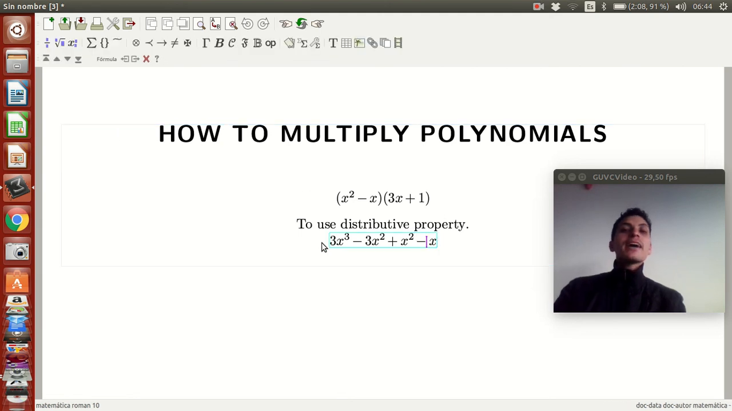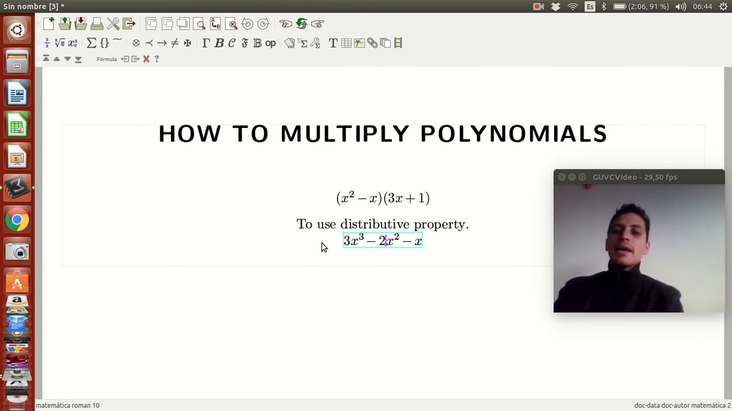Okay? And finally, if you have like terms, remember to simplify them. So here we have x squared, negative 3x plus x squared. So finally we have negative 2x squared. Remember to write the polynomial in a standard form to see the appropriate answer. This is the way to multiply any polynomials. If you have trinomials, apply distributive property. If you have polynomials, 4 or 5 terms, apply distributive property.